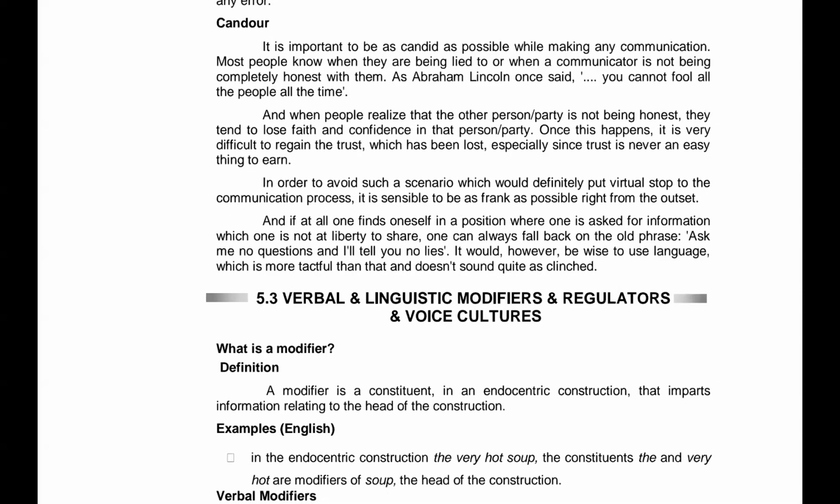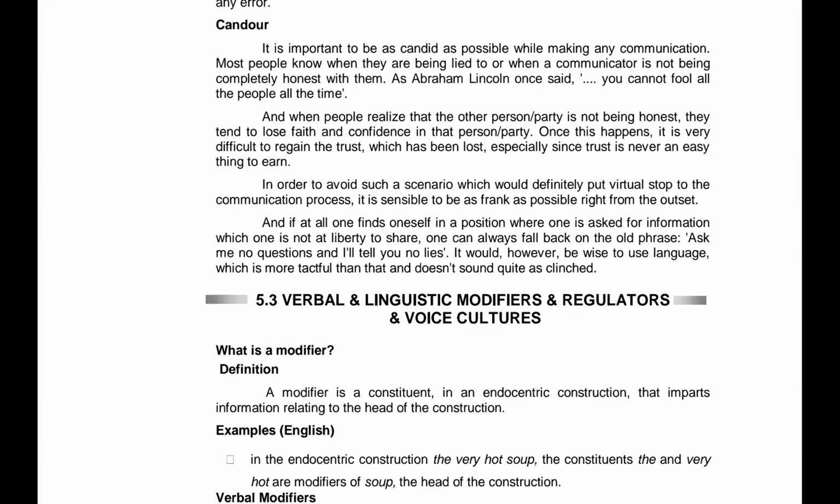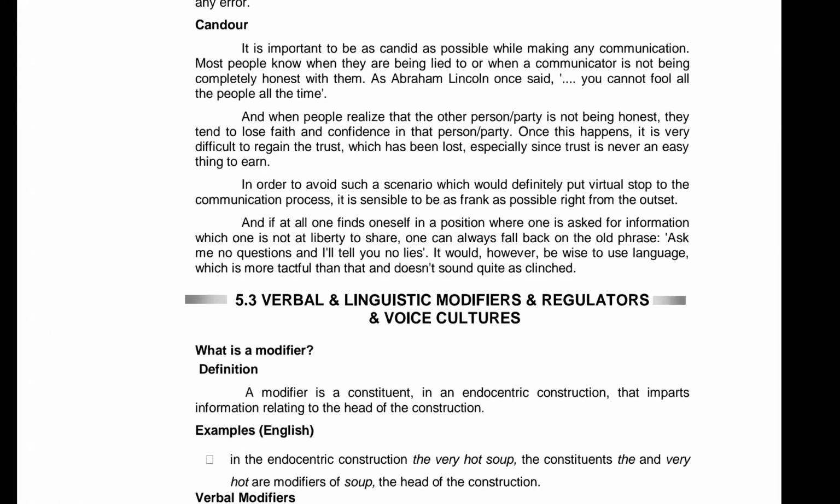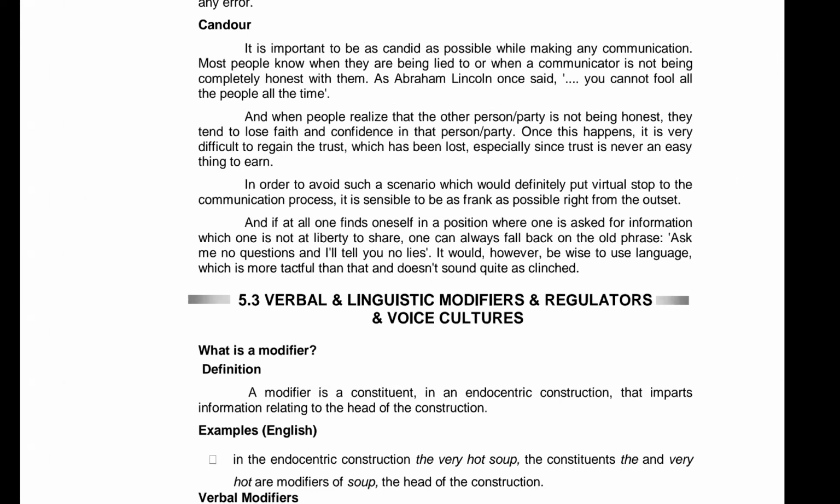And when people realize that the other person or party is not being honest, they tend to lose faith and confidence in that person. Once this happens, it is very difficult to regain the trust which has been lost, especially since trust is never an easy thing to earn. So, in order to avoid such a scenario, which would definitely put a virtual stop to the communication process, it is sensible to be as frank as possible right from the outset.